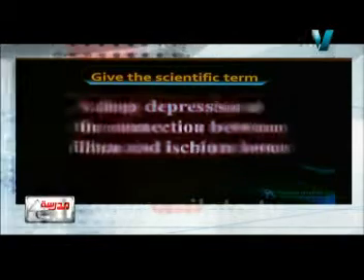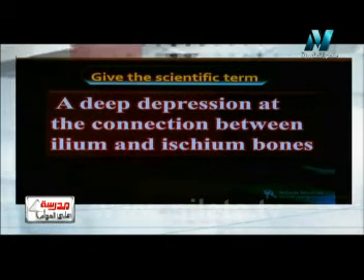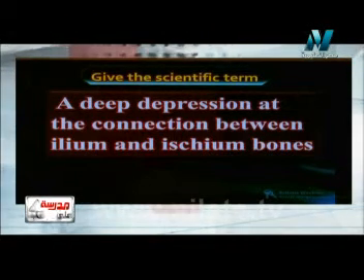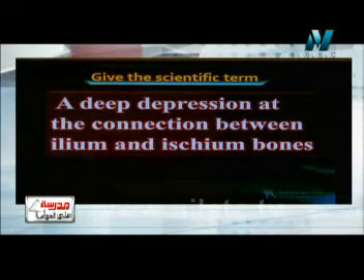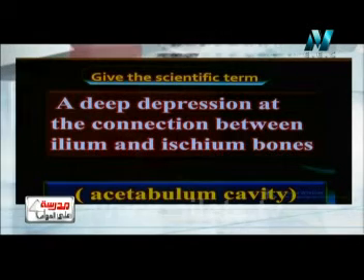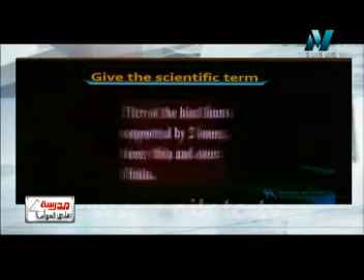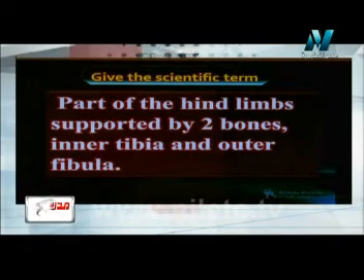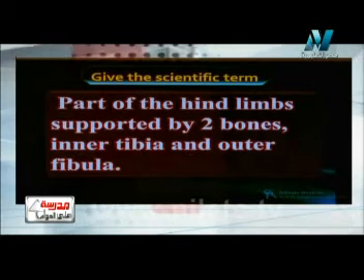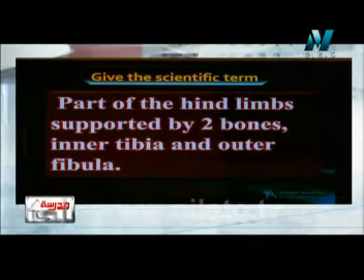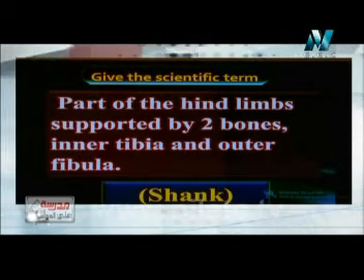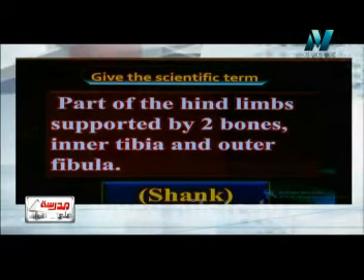The next. A deep depression at the connection between the ilium and the ischium. The depression or the cavity between the ilium and the ischium. Of course, that is the acetabulum cavity where the head of the femur fits to form the thigh joint. The next. Part of the hind limbs supported by two bones, inner tibia and outer fibula. Of course, that is the shank, which consists of the inner big tibia and the outer small fibula.